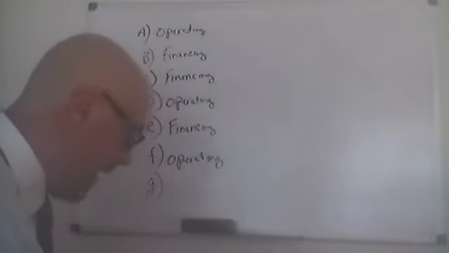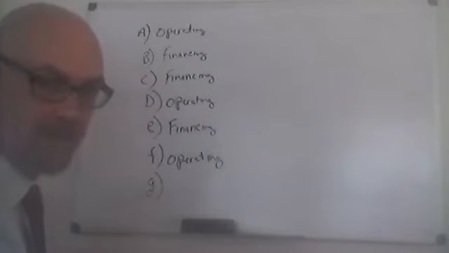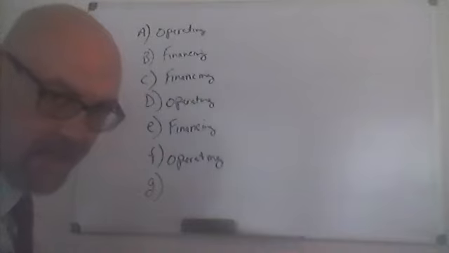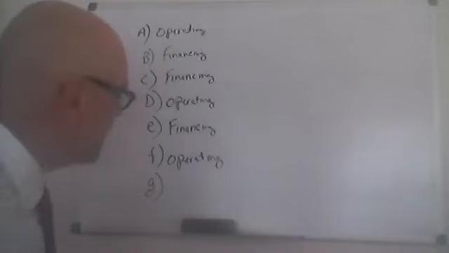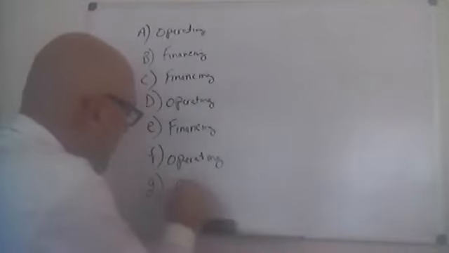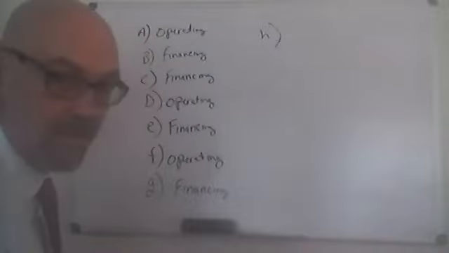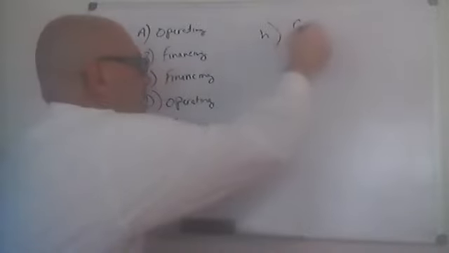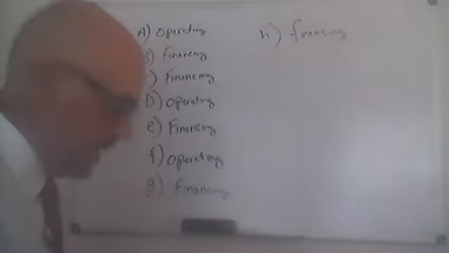G says we paid a cash dividend to stockholders. Stockholders, that has to deal with our own common stock, not another company's. Since it is our own stock that we're worried about, it is a financing activity. H, sold some common stock. Again, it is our own common stock. Using the same logic that we just used in the last question, it is a financing activity.